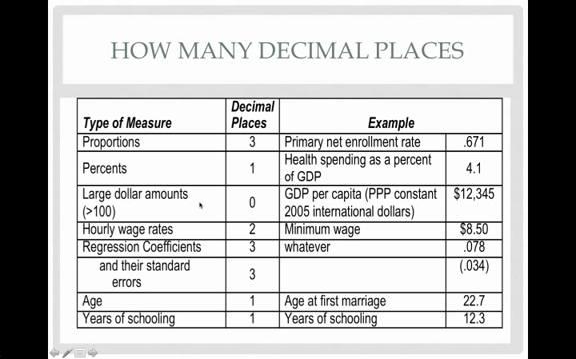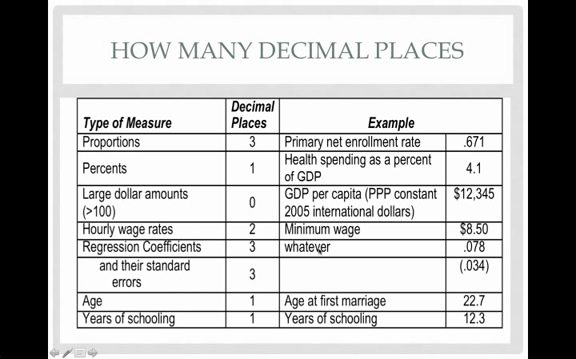Large dollar amounts, really anything bigger than 100, like GDP per capita, you don't want any cents. The cents are really not adding any great information. Hourly wage rates, well, then we do care about the cents. So, for example, the minimum wage is expressed as $8.50. That's important.